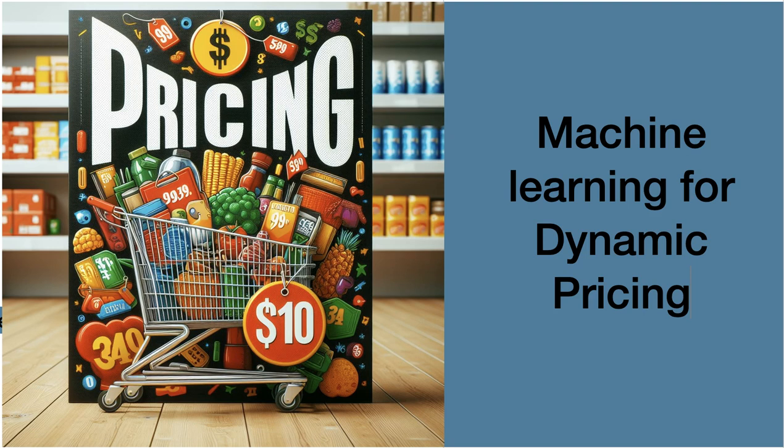Here are some examples. 1. Forecasting demand. Machine learning algorithms can analyze historical data on customer behavior, market trends, and other relevant factors to forecast future demand. By accurately predicting demand, businesses can adjust their prices to maximize revenue in different market conditions. For example, if the algorithm predicts high demand for a specific product, the business can increase its price to capture more profit.